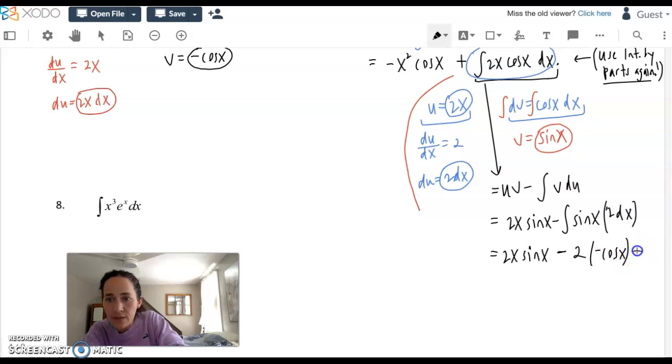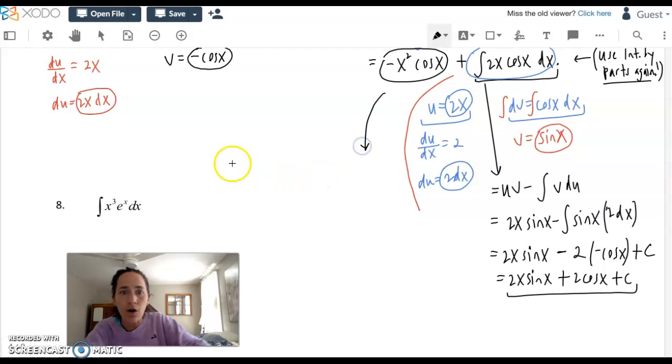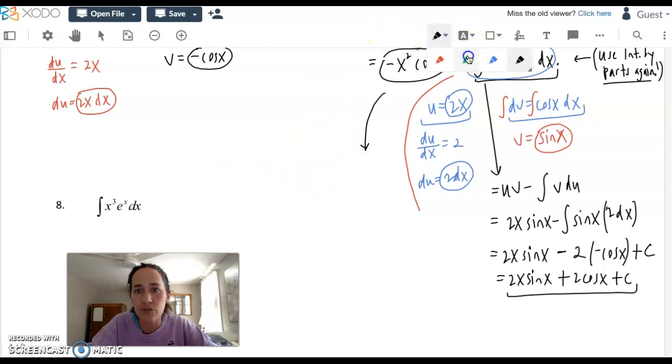And now's a time where I might want to not forget about the plus c that'll go on the end. So both of these parts, the 2x sine of x, let's make minus a negative, a plus 2 cosine of x, and the c all need to be part of the answer. And I don't want to forget this other part of the answer from earlier. So all three parts together here, I'll switch to green, and the plus c.